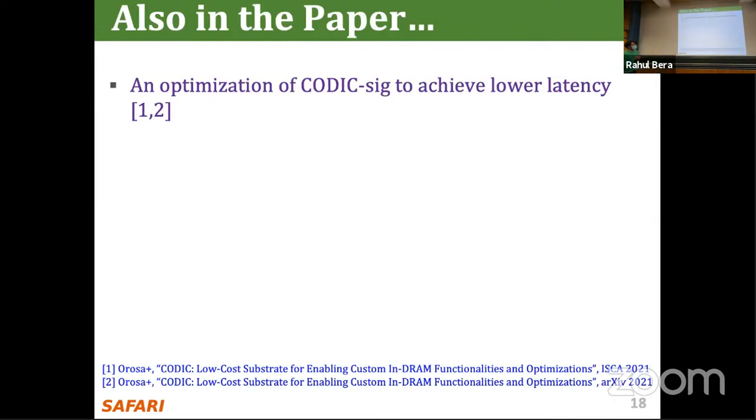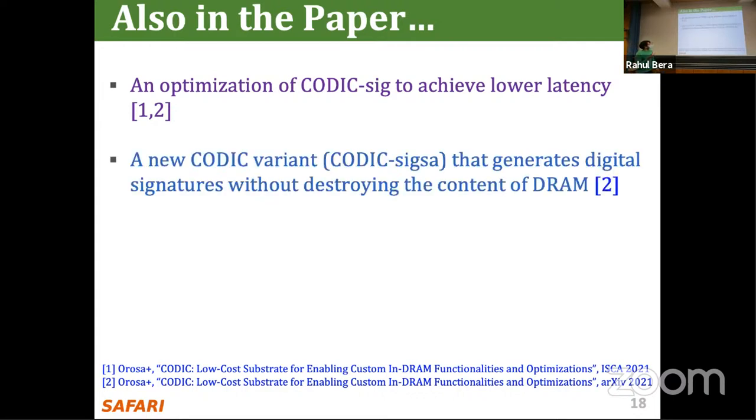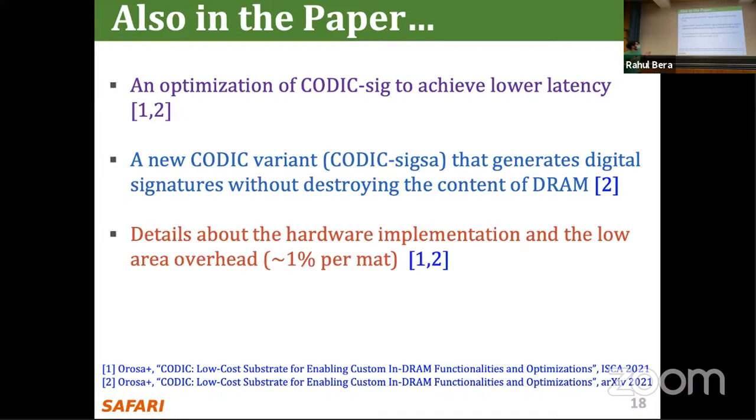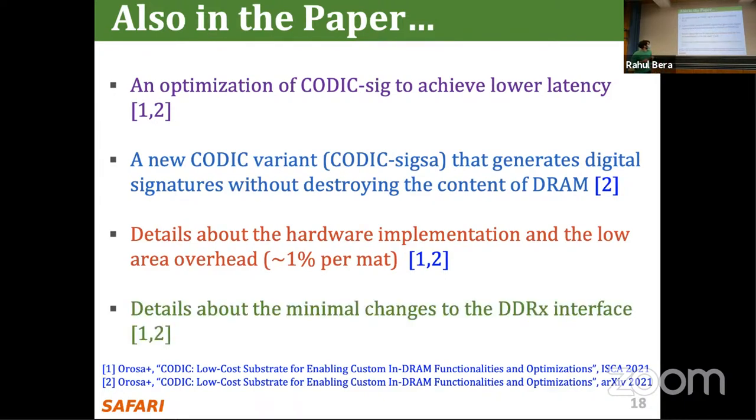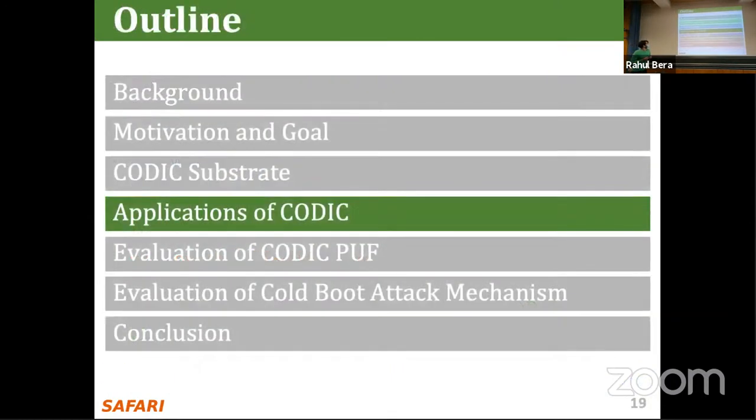In the paper, we also show an optimization of CODIC-sig to achieve lower latency, a new CODIC variant that generates digital signatures without destroying the content of the RAM. Because in this previous one, we overwrite the content of the cell, right? So we have a variant also in the extended version of the paper that doesn't require overwriting the content of the cell. And we have more details about the hardware implementation and the low area overhead, that is around 1% area overhead. And we have also more details about the minimal changes on the DDR interface.